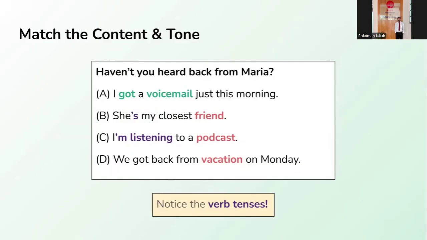And second, notice the key words. The first is about communication, about a phone call. Other options mention people or activities, not about communication. All of the pieces need to match. We can't just rely on verb tense or keywords alone.